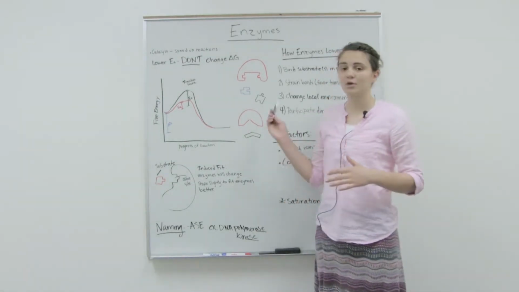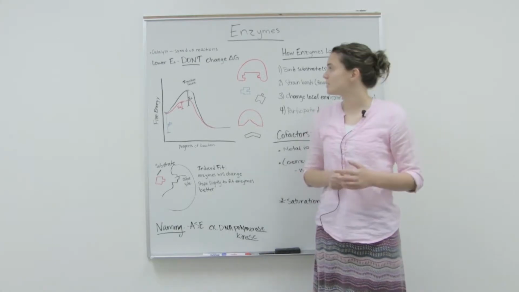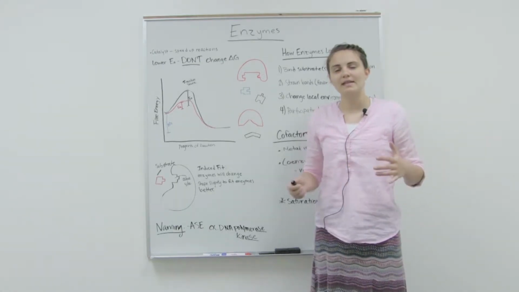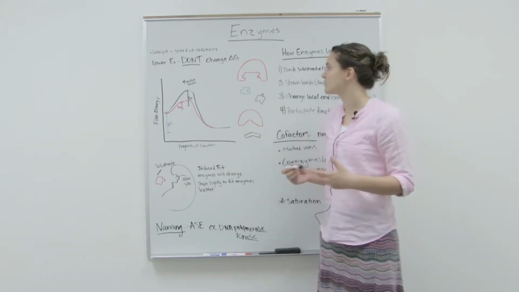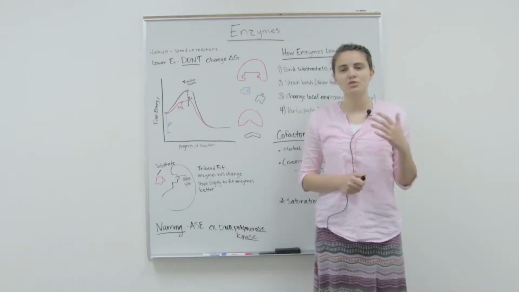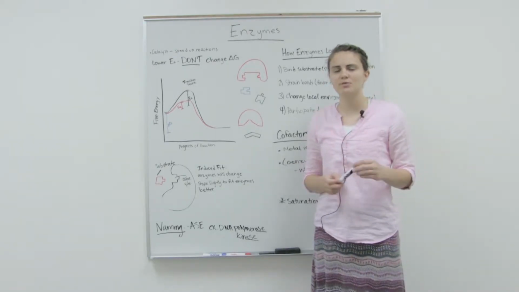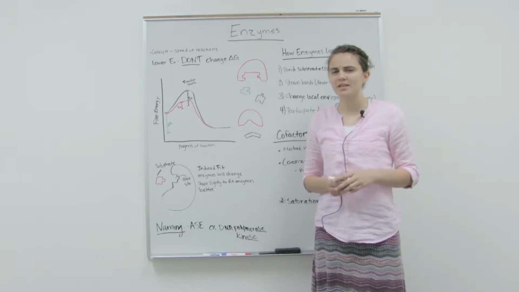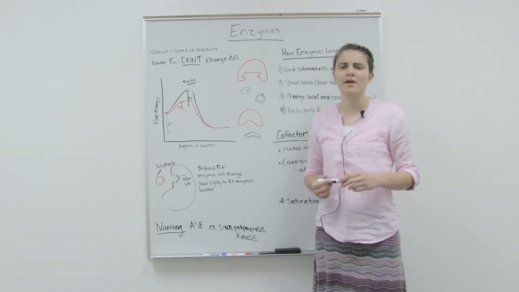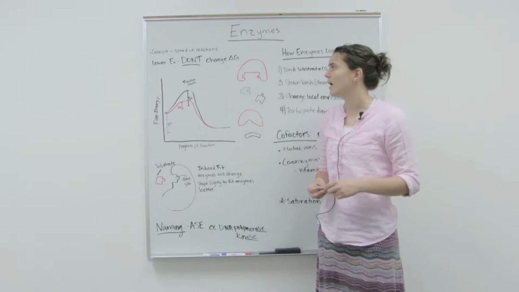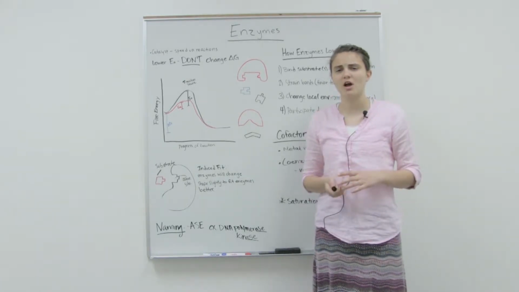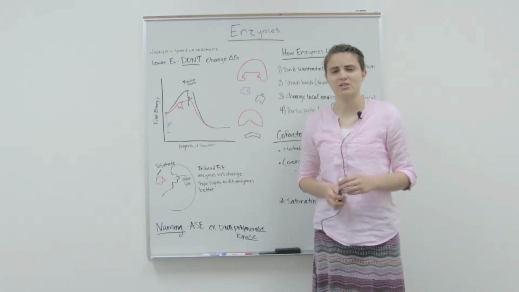The topic of today's video is enzymes. So basically, what is an enzyme? An enzyme is a catalyst, or something that speeds up a reaction. In previous videos, we talked about reactions being spontaneous or non-spontaneous depending on their delta G, but whether a reaction is spontaneous or not has nothing to do with how fast the reaction occurs.